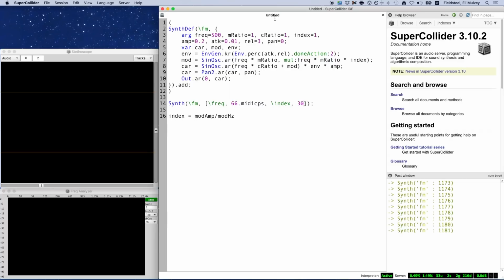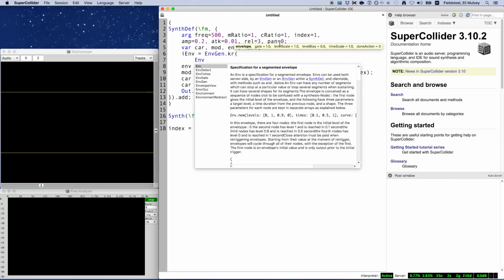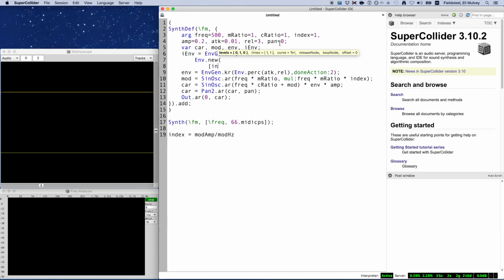An index envelope allows us to dynamically shape the sound spectrum over the course of a single note, which is going to tend to make our sounds a little bit more lively and interesting, and it can also be useful for modeling the dynamic spectra of some acoustic instruments. I'll add a new variable for the index envelope. This envelope will start at our base index value, move to the index scaled by some amount that we'll specify, and then back to the base index.